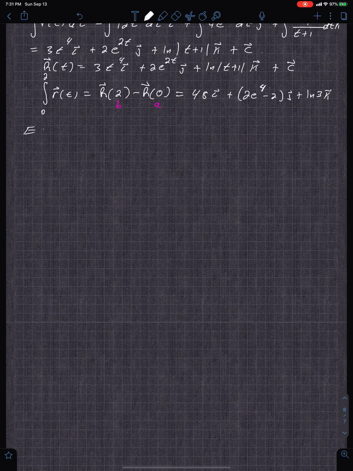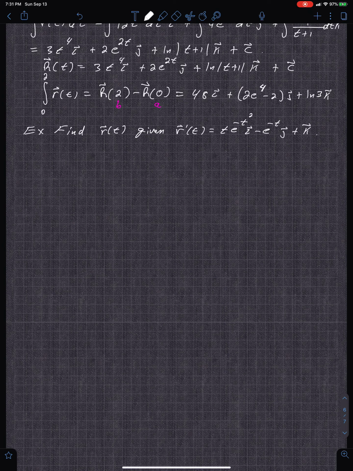Next, let's take a look at this. Where is it? Okay, here we go. So find r of t given r prime of t is equal to t e to the negative t squared i minus e to the negative t j plus k.